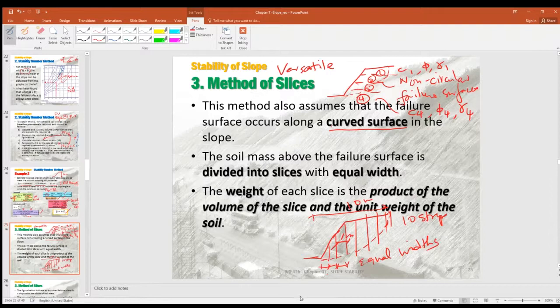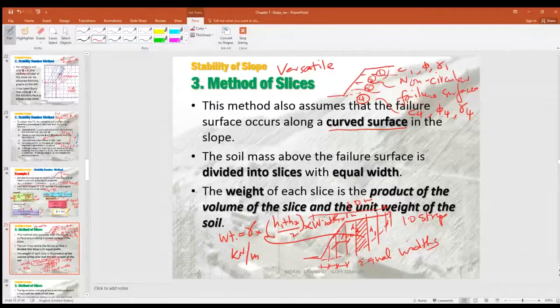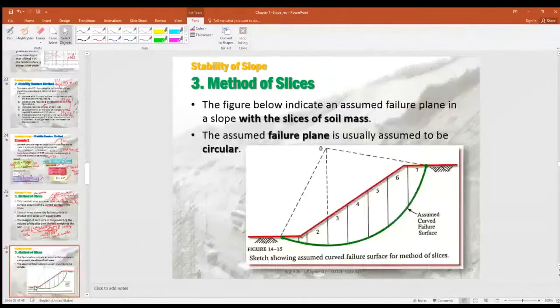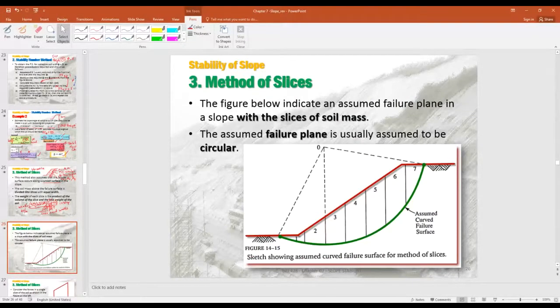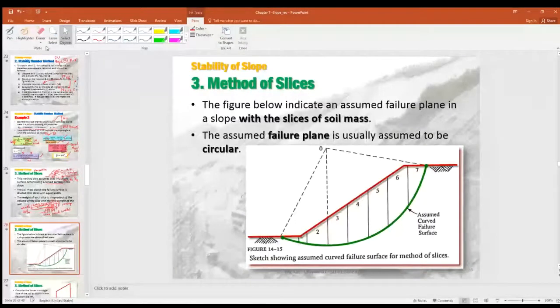Equal width. What's the weight of this soil? If that height is H1, that's H2, so what's the weight here? Gamma times the volume, right? Volume is equal to H1 plus H2 divided by 2 times the width, of course, times 1 meter for every meter length of the slope. So you get kilonewton per meter length. So this width is equal, right?